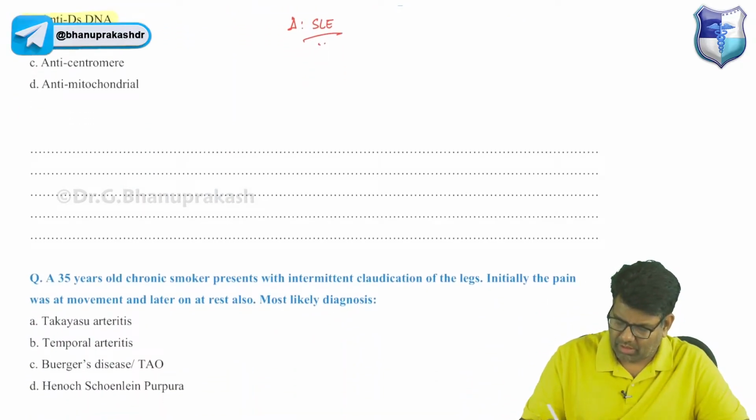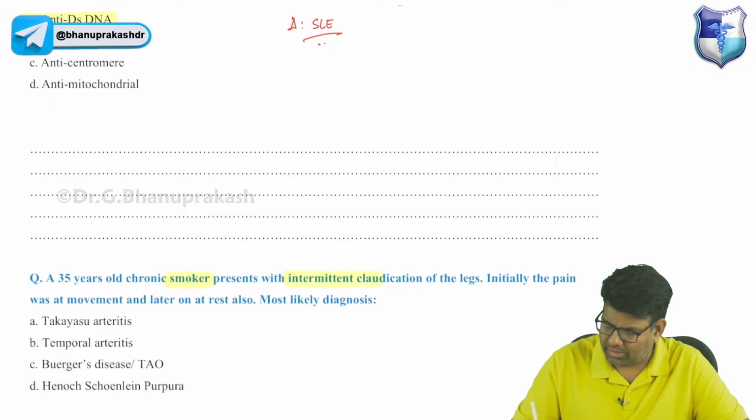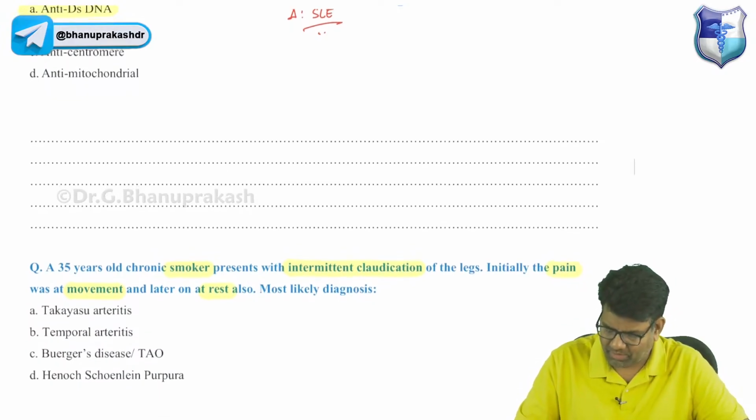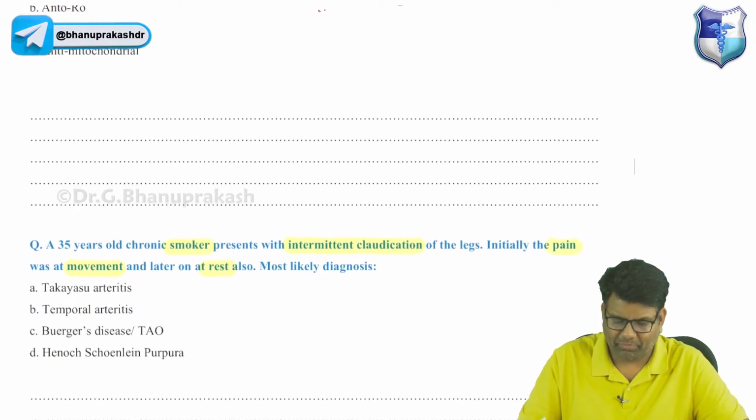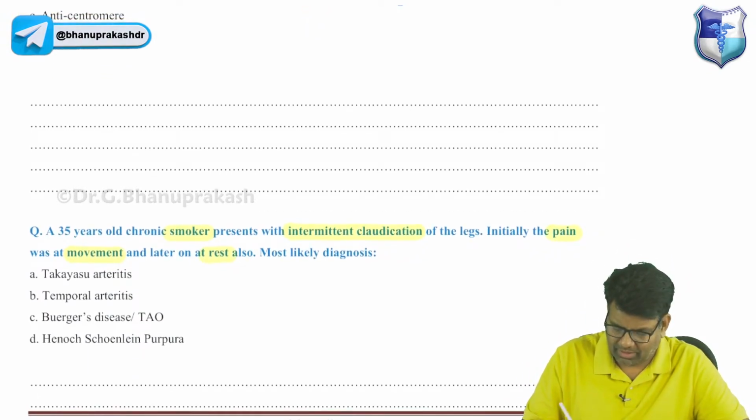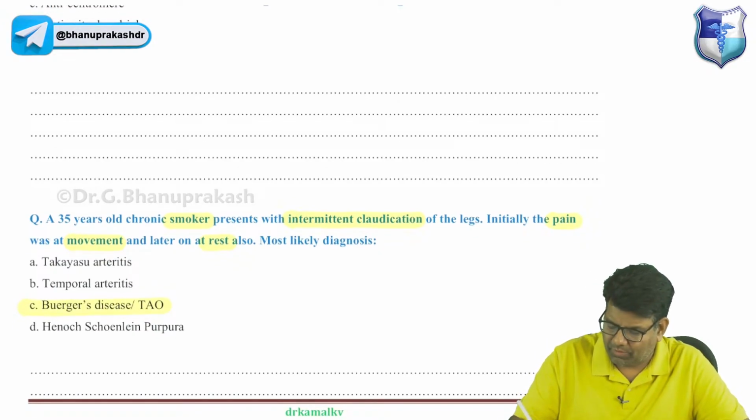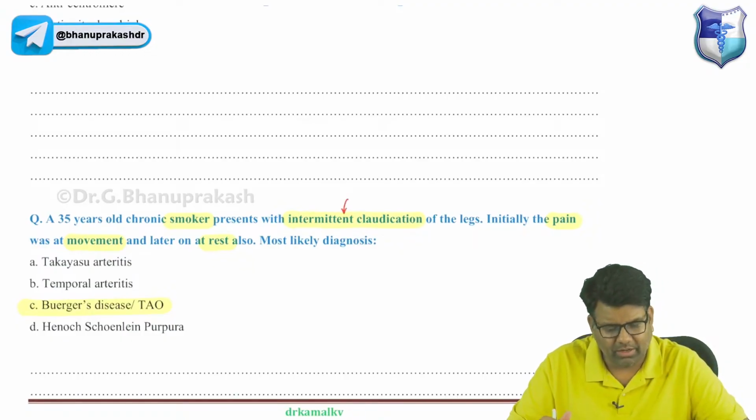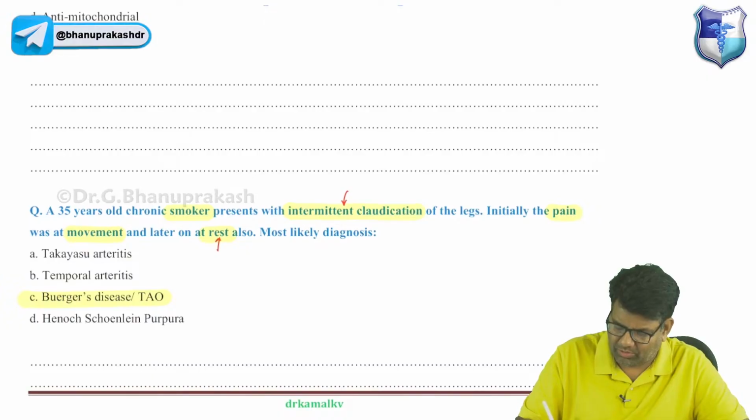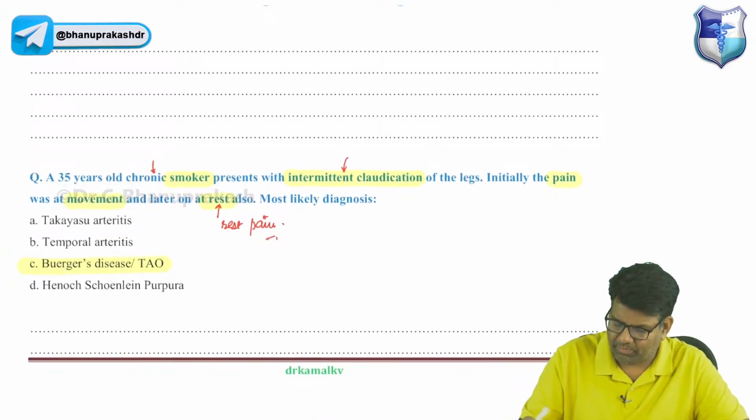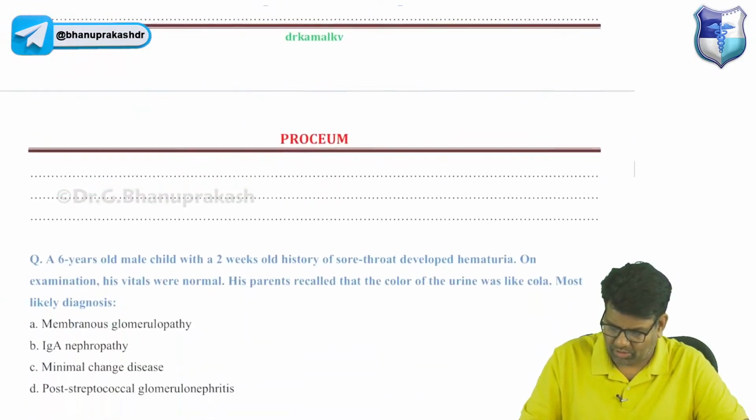Next question. Chronic smoker has intermittent claudication. Initially, the pain was on movement, but now it is also happening at rest. So, what is the diagnosis? I think everyone can answer this. This is Buerger disease or thromboangiitis obliterans. In the first session, we have already discussed the concept of claudication. Now the patient has gone into rest pain. So this is Buerger disease, smoker, male.